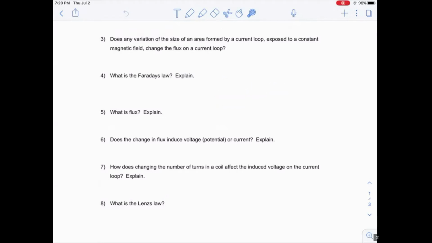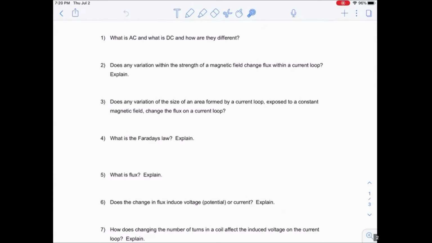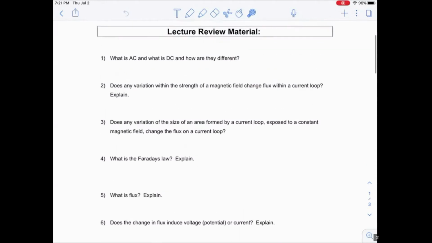That's what it means. So how do you vary the flux? There are two ways you can vary flux. One way of doing it is keep the area the same, change the strength of the magnetic field. The second way of doing it is keep the magnetic field the same, just change the area which is exposed to the magnetic field. So there are two ways of doing it.